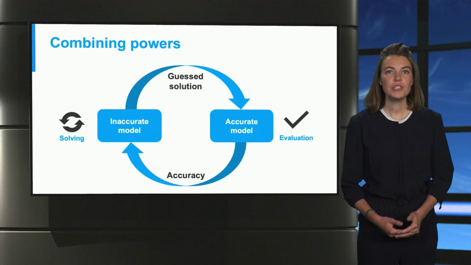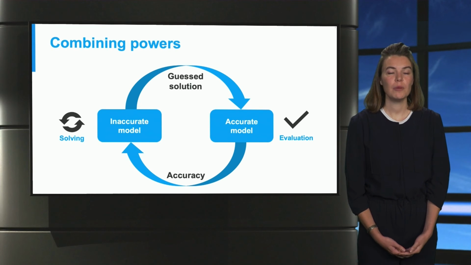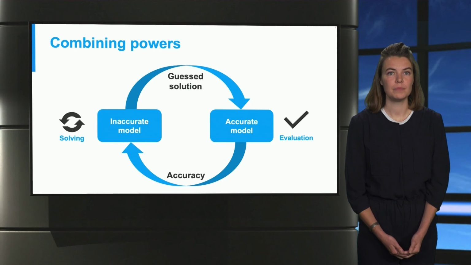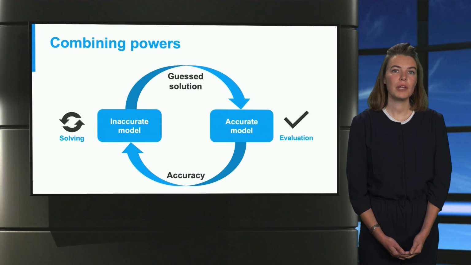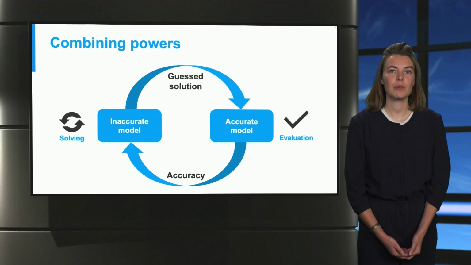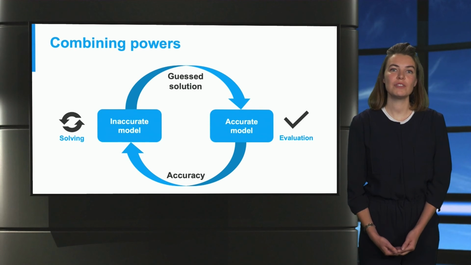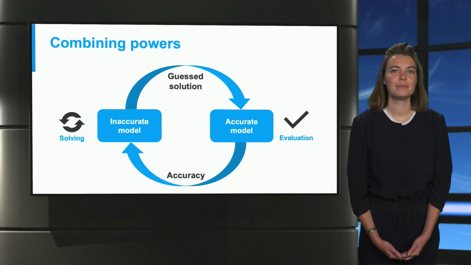We can not only use this combination of models in simulation, but also in optimization. In optimization, we try to find an optimal solution to a problem. It is not always needed to start the optimization with the accurate model. We can start with the inaccurate model, try to optimize that, plug that solution into the accurate model, and reiterate. This way, we can get a good enough solution in a fraction of the time.